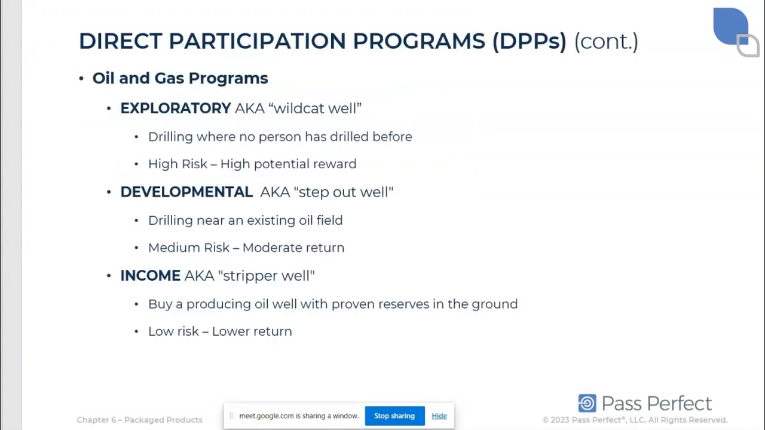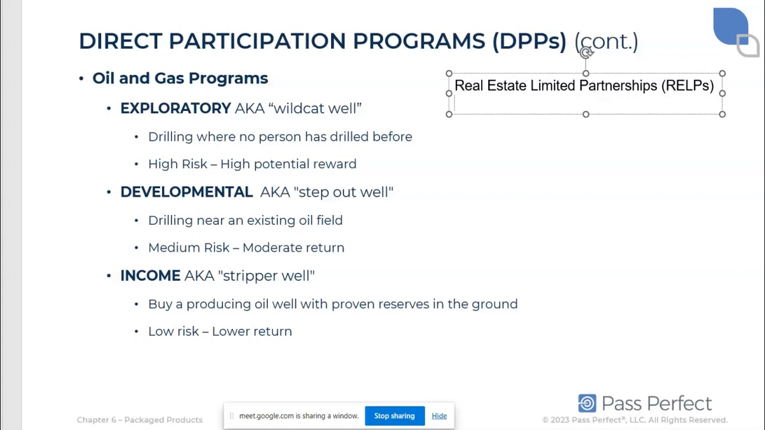We also have real estate limited partnerships, or RELPs. A real estate limited partnership puts together money from passive investors, the limited partners, and uses it to buy real estate and manage a property. Now, of course, even there are different types of managing properties.